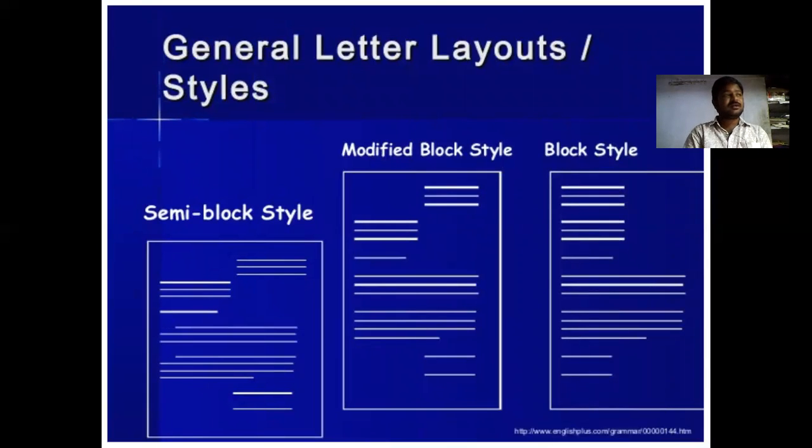And try to look at the semi-block, modified block, or block styles of writing letters. If you look at the semi-block style, just look at the slide. We can go through the slide. We can see that the heading of the letter is on the top right-hand side, and next we can see that the modified block style also follows the same pattern. The heading has to be written on the top right-hand side, and in the block style it is written on the left-hand side.